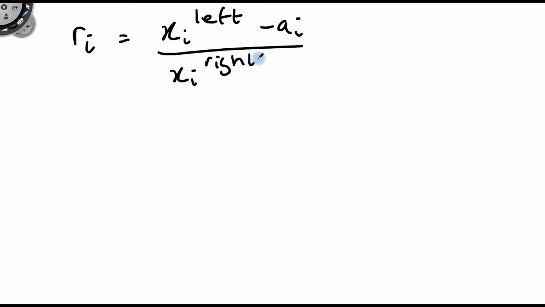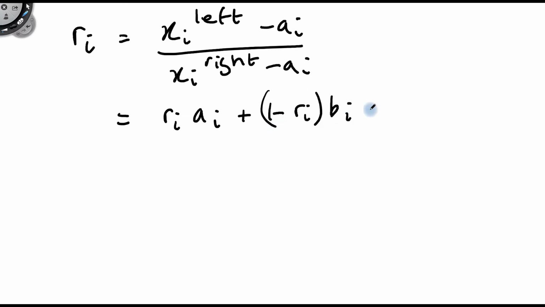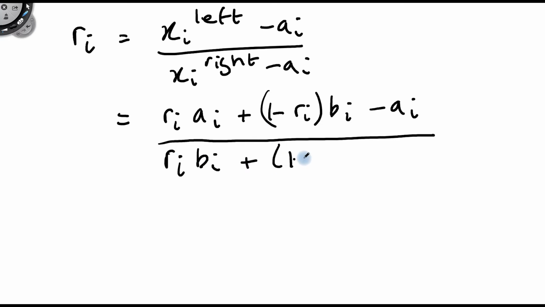Going back to the board then, Ri is xi left minus AI on xi right minus AI. This is for the case where you select the left bracket and it's completely symmetric. The same result would apply if you did it the other way around for selecting the right bracket. That equals, and we're substituting in our expressions for xi left, so that's Ri AI plus 1 minus Ri Bi minus AI. So that's xi left. Xi right is Ri Bi plus 1 minus Ri AI minus AI. And then we just factorise.